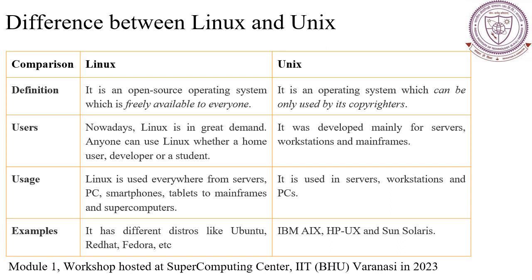Now see the uses. Linux is used everywhere, from servers, PCs, smartphones, and tablets to mainframes and supercomputers. But Unix is mainly used in servers, workstations, and some PCs. Now see some examples. Linux has different distros like Ubuntu, Red Hat, and Fedora, and in Unix we have IBM, HP-UX, and Sun Solaris.